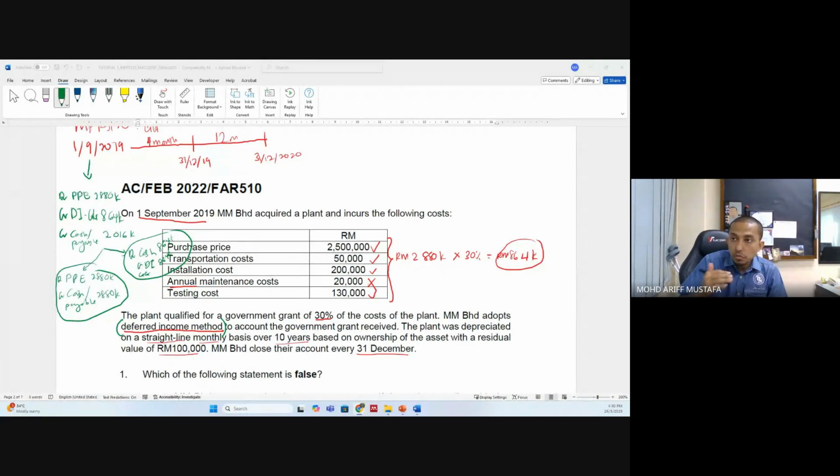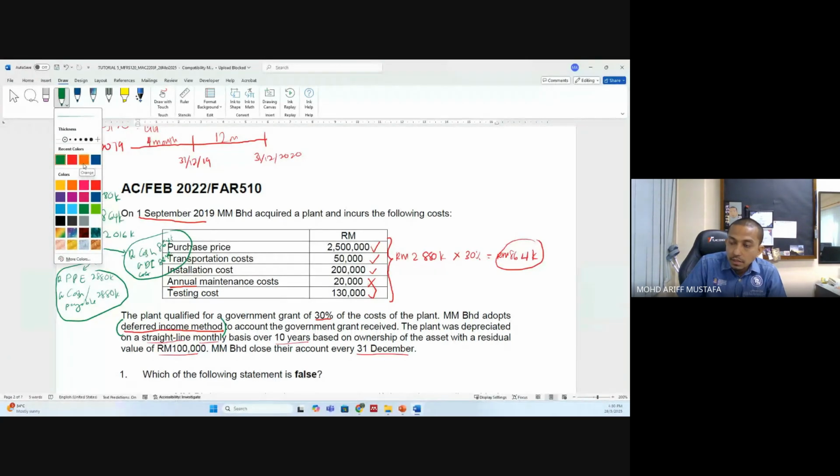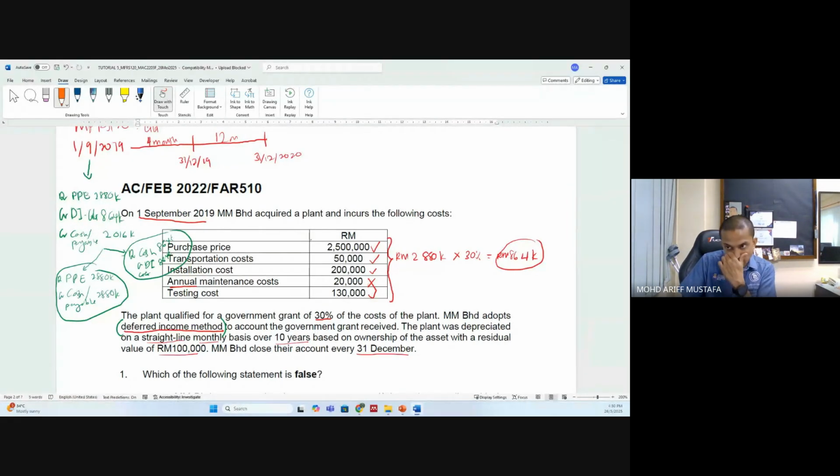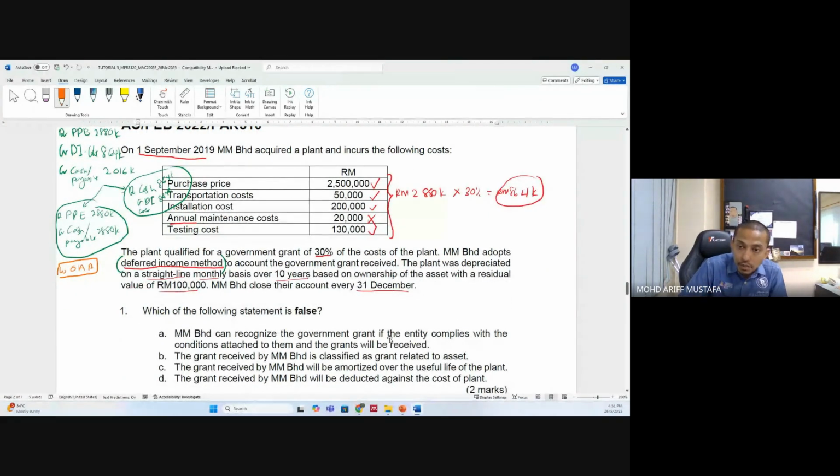Saya nak tunjuk satu lagi method, which is what if the question asks you to do a write-off against asset method. So if it is a write-off against asset method, I'll change the color. We do it in orange color line. This is different from the deferred income method. Did the question ask for it in this question? No. This question did not ask for any write-off against asset method. I just want to show you an example. What if it is a write-off against asset method, right?